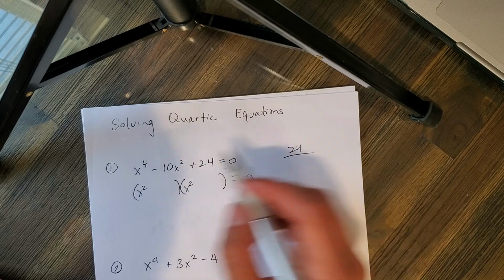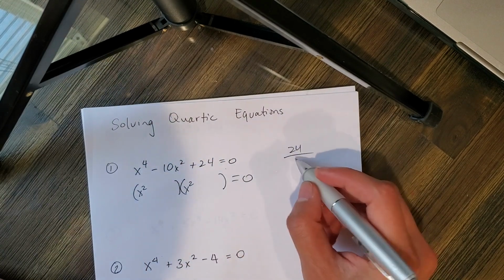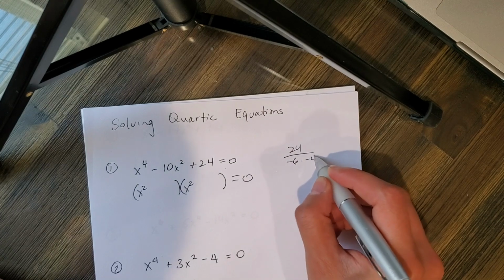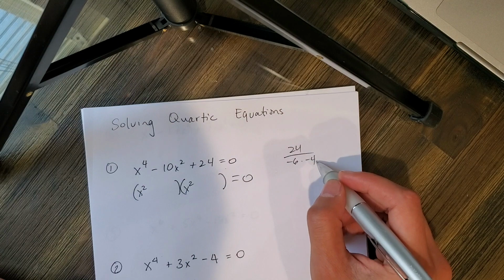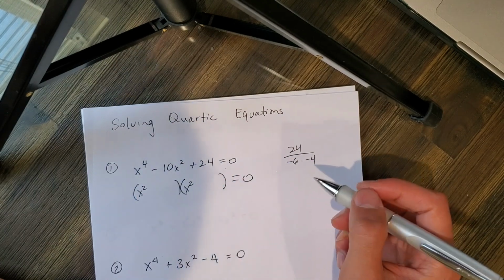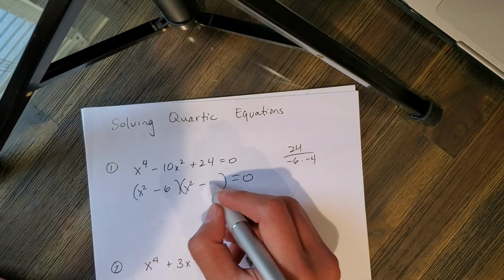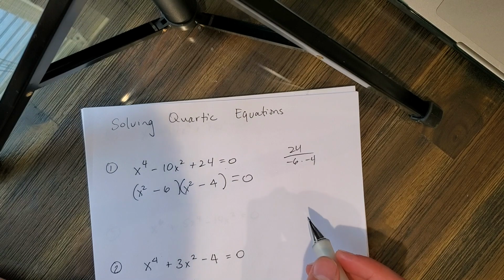Okay, it's a positive 24, but we need to get negative 10 when we add. So let's do negative 6 times negative 4. And those are my two numbers. Negative 6 times negative 4 is positive 24. But when I add, I get negative 10. So go ahead and put that right here and right there. Okay?